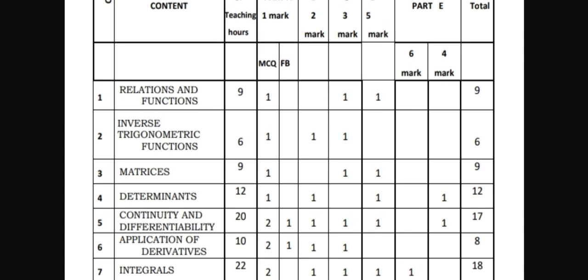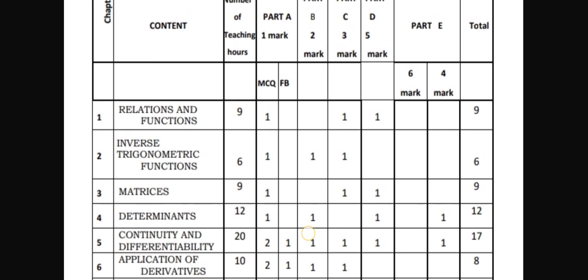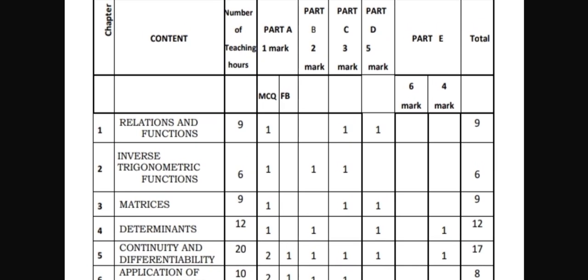Then there is a 2 marks question in part B. In the part B section, the 2 marks question is also asked for the properties of the trigonometric functions. Okay, overall this chapter carries 6 marks.